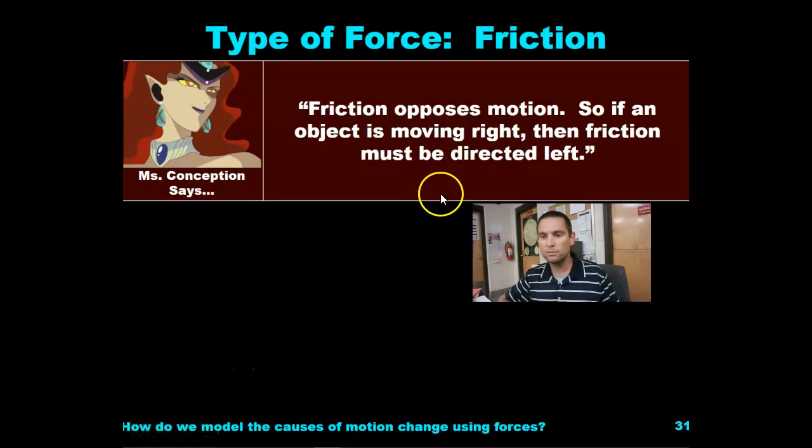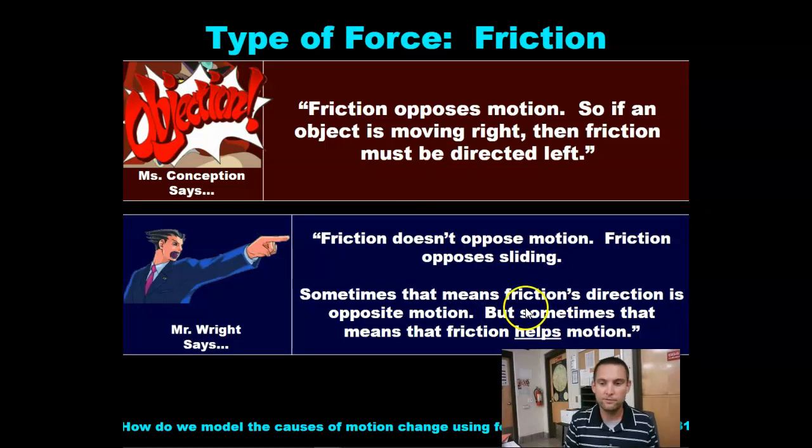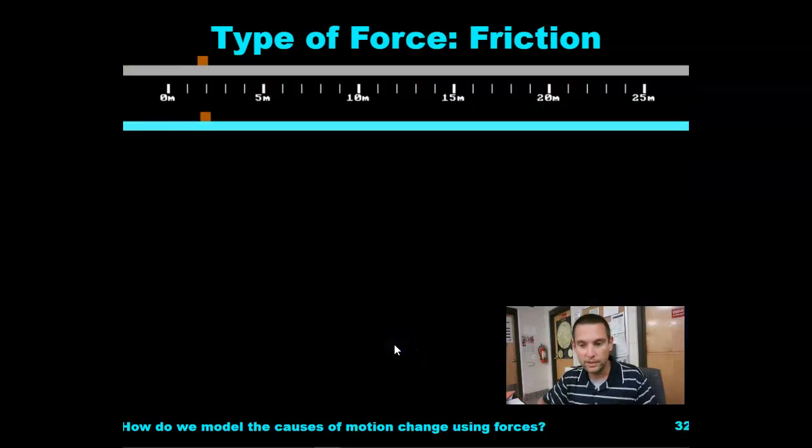A misconception says friction opposes motion. So if an object is moving to the right, then friction must be directed to the left. Wrong. Friction doesn't oppose motion. Friction opposes sliding. Sometimes that means friction's direction is opposite of that motion, but sometimes that means friction helps motion. I'm guilty of phrasing it the other way because it simplifies things for you. But as we move on into things moving in a circle or two dimensions, friction doesn't necessarily oppose motion. It's, in fact, going to help maintain a circle in a lot of instances.